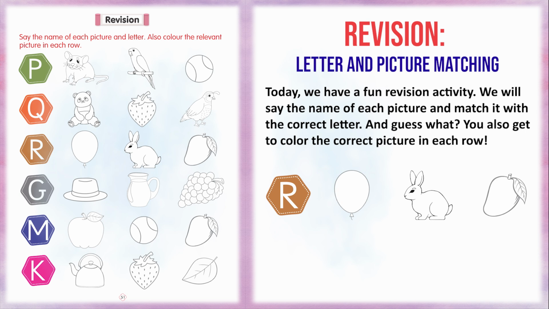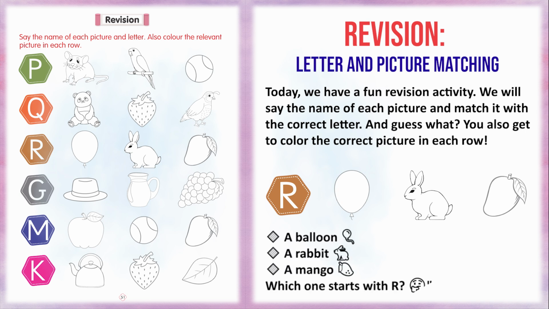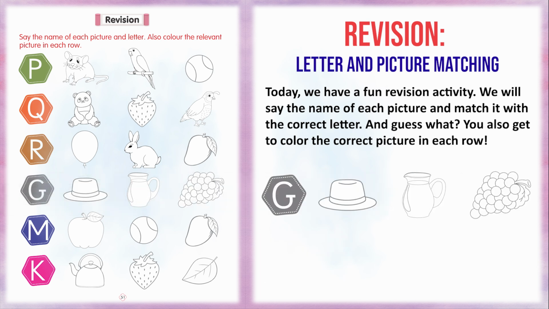Third row, letter R. The letter here is R. R says R. Let's see our pictures. A balloon, a rabbit, a mango. Which one starts with R? Correct answer, rabbit. R for rabbit. Color the rabbit.